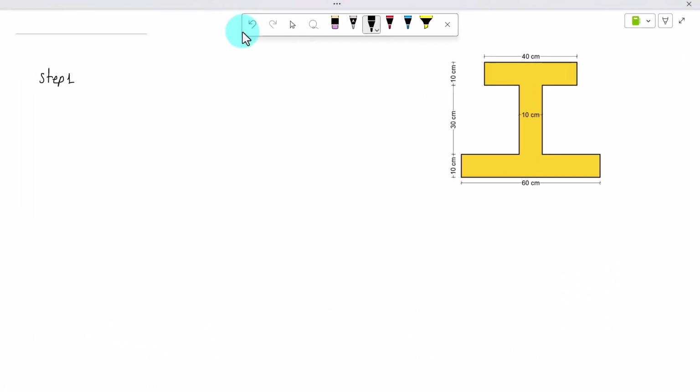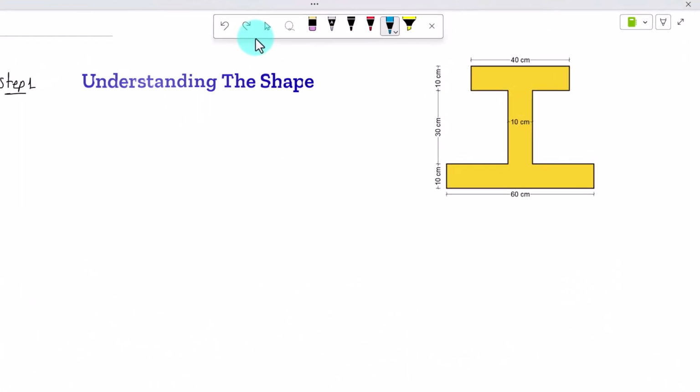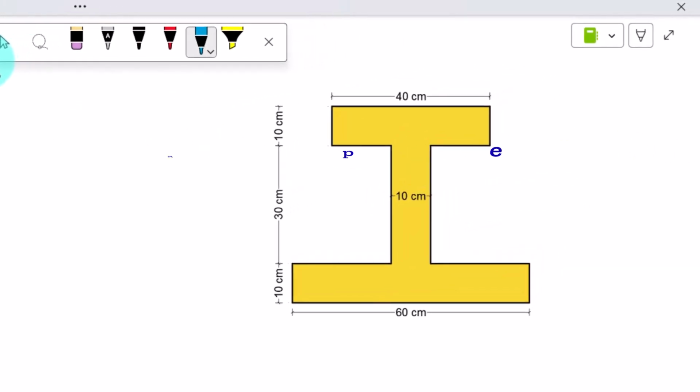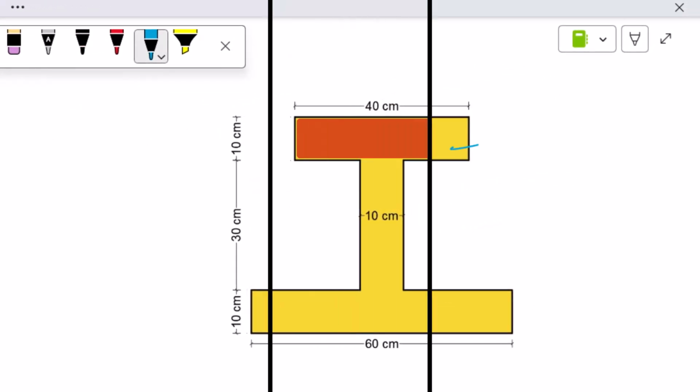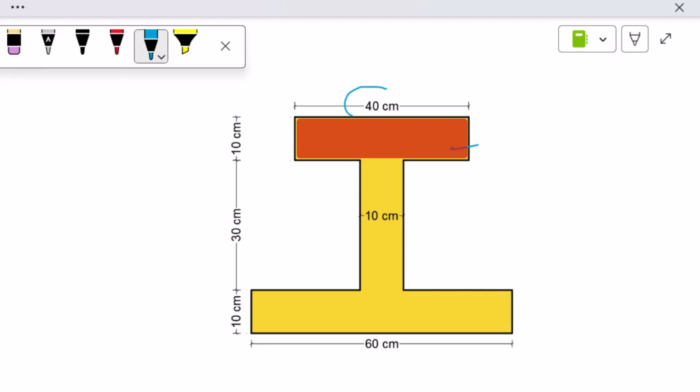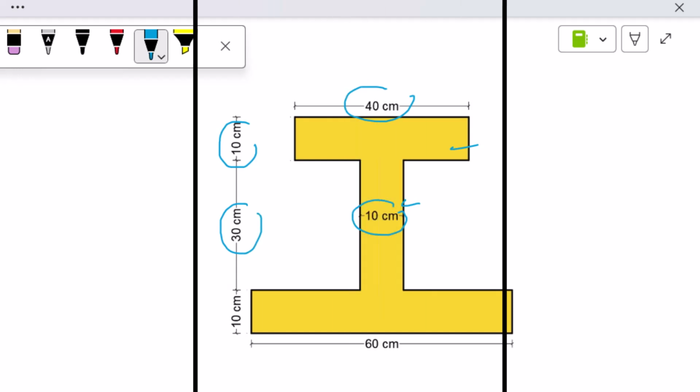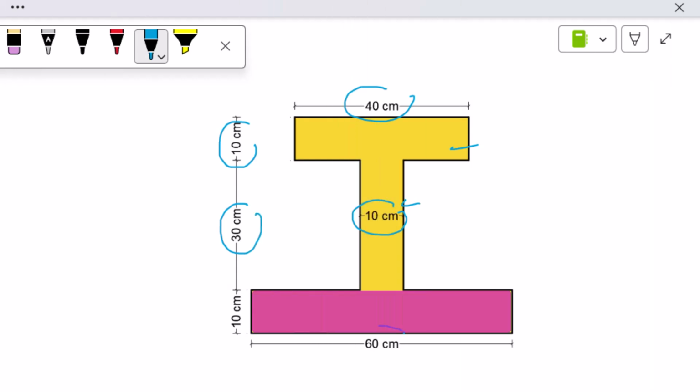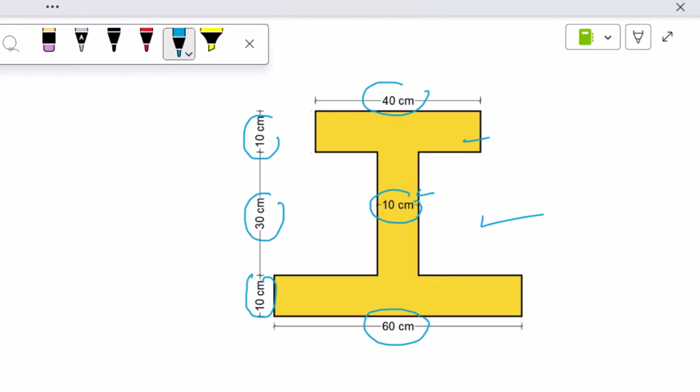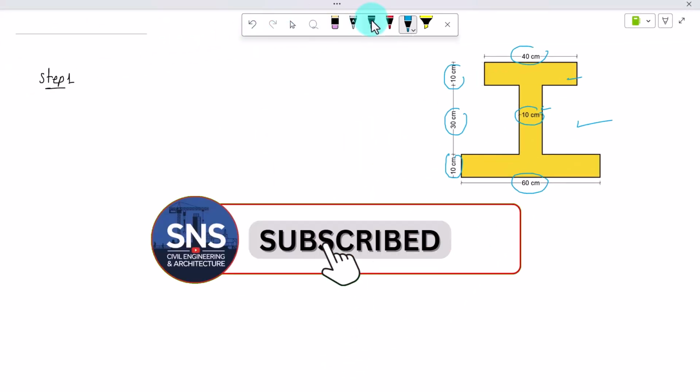Step 1. Understanding the shape. The I section consists of three rectangles. The top flange is 40 centimeters wide and 10 centimeters high, the web is 10 centimeters wide and 30 centimeters high, and the bottom flange is 60 centimeters wide and 10 centimeters high. This is our section dimensions. Now we can go to step 2.